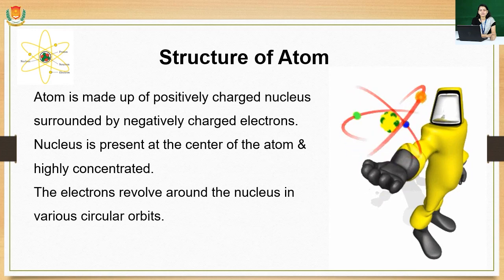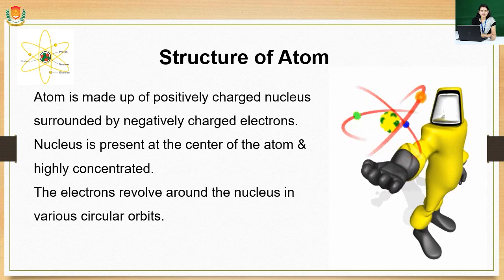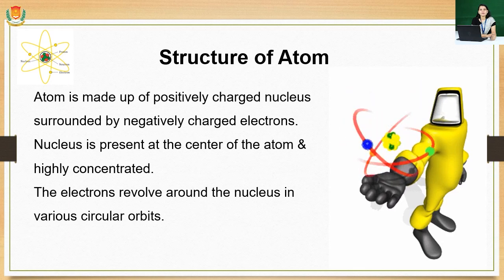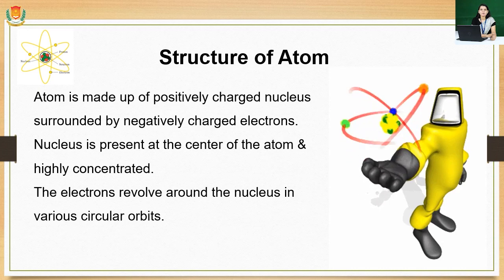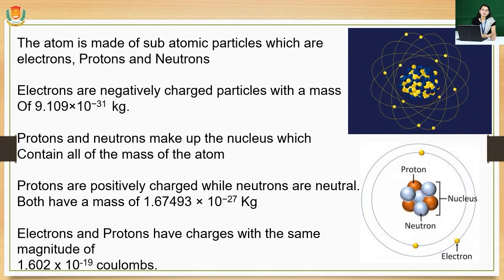Electrons are negatively charged particles with a mass of 9.109 x 10^-31 kg. Protons and neutrons make up the nucleus, which contains all the mass of the atom. Protons are positively charged, while neutrons are neutral, but both proton and neutron have a mass of 1.67493 x 10^-27 kg.